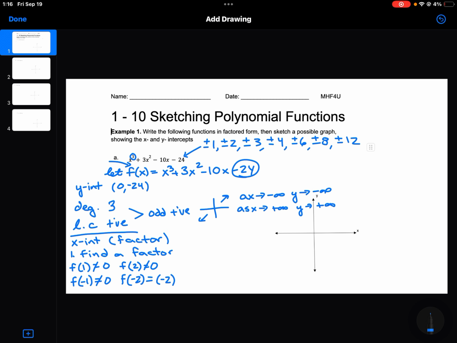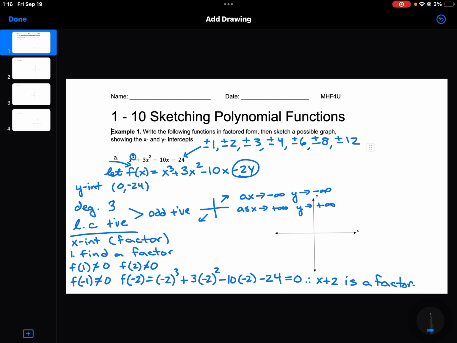So again, when I'm finding the factor, I am substituting into my x in my original equation and seeing if it's going to equal 0. When I look at this, I can see that I've got minus 8 plus 12, which is 4, plus 20, which is 24, take away 24, which is equal to 0, which means that x plus 2 is a factor. Sketching is always tricky because there's a lot to write down.